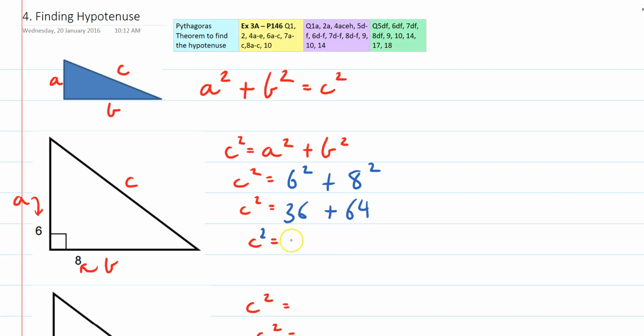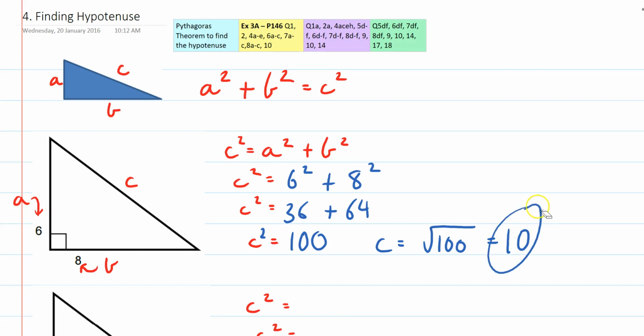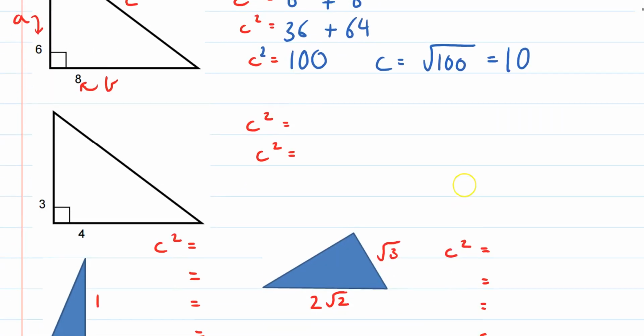Actually, we're still at c squared equals 100, and of course the opposite of squaring is applying a square root to both sides, so c equals the square root of 100, which is just 10. So in this case, c, the hypotenuse, is 10. Again, longest side, so that is longer than 6 and 8, so looks like we're on the right track there.